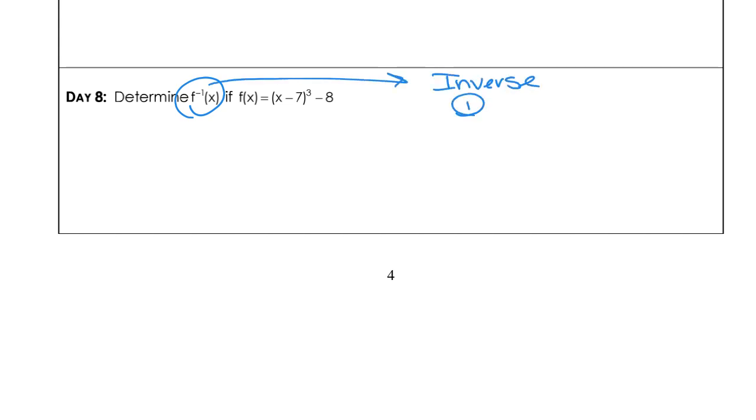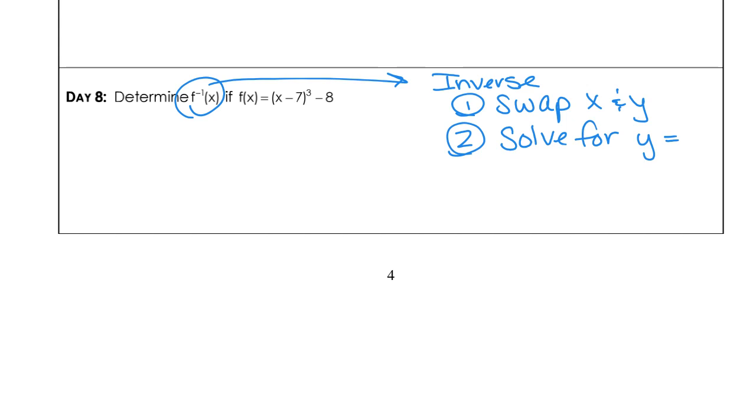Step 1 is to switch or swap your x and your y, all right? And then our second step is to solve for y, or get it into y equals form, okay? So we're going to remember that f of x is really a y. And then when we swap them, this becomes x equals (y minus 7) raised to the third, minus 8.